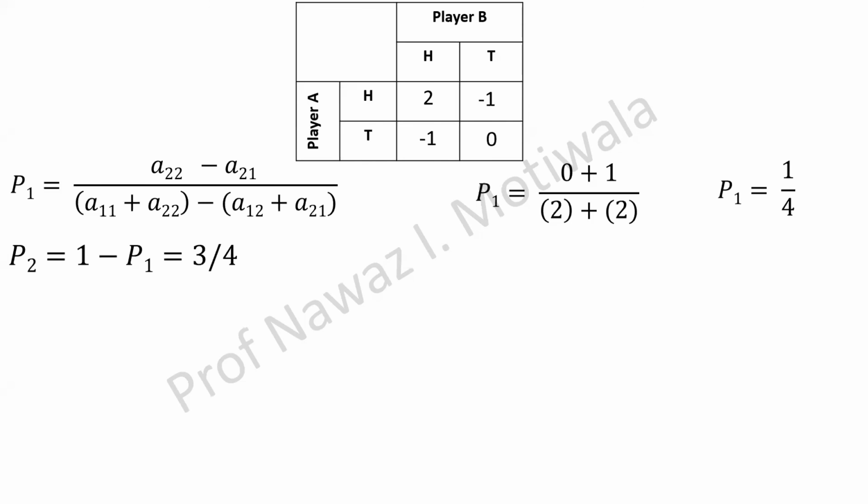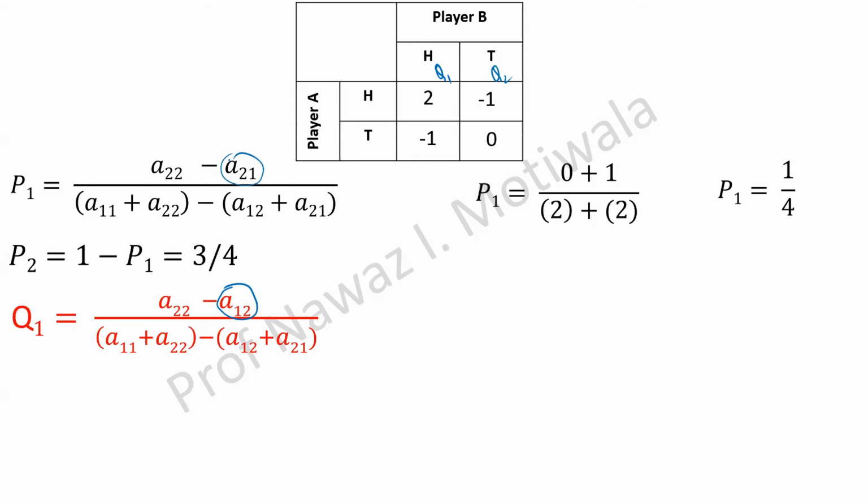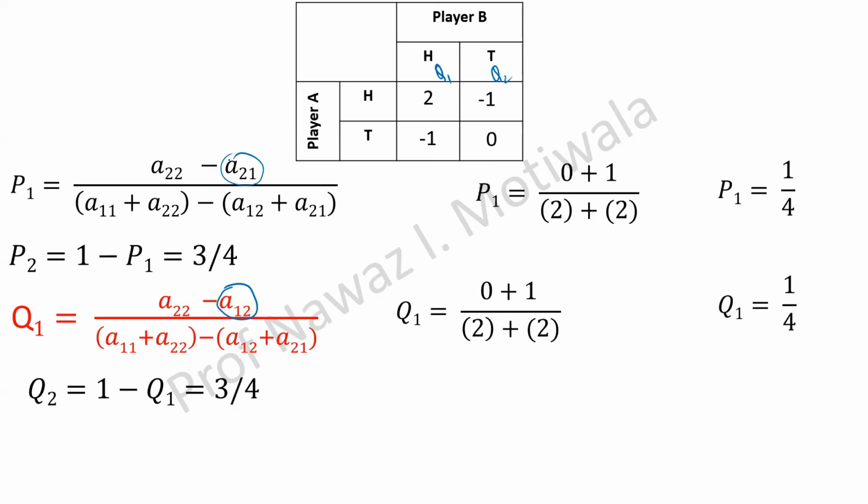Similarly, I will go for the Q side. First I will let Q1 be the chance that player B will be playing strategy B1, and Q2 the chance that player B will be playing strategy B2. With that, I can write Q1 equals A22 minus A12. Just the change is this one: in place of A21, it is A12. And then the denominator is the same, so no need to calculate again, just change the numerator. I will get the answer as 1 by 4 again for Q1. So if Q1 is 1 by 4, Q2 is 1 minus Q1, that is 1 minus 1 by 4, that is 3 by 4.